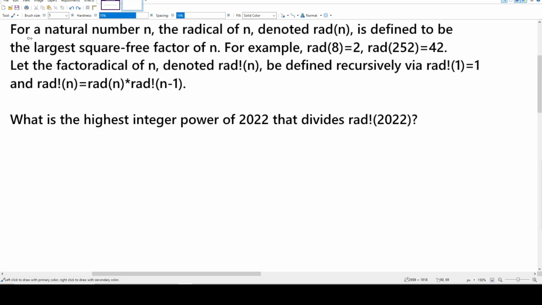Hello. For a natural number n, the radical of n, denoted rad n, is defined to be the largest square-free factor of n. For example, rad 8 is 2, and rad 252 is 42. Let the factoradical of n be defined recursively via the factoradical of 1 is equal to 1, and the factoradical of n is equal to the radical of n times the factoradical of n minus 1. What is the highest integer power of 2022 that divides the factoradical of 2022?